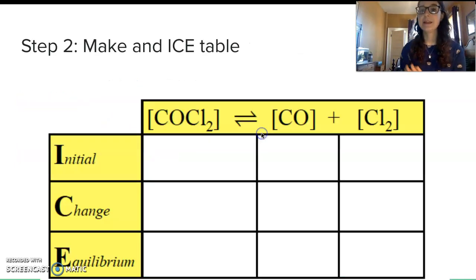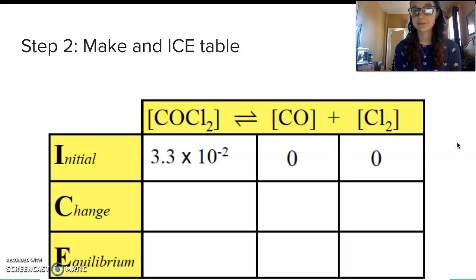The next step is to set up our ICE table. So here we're starting with an initial value for COCl2. We just found that concentration. And then the initial values for CO and Cl2 on the product side should both be 0 at first. And then this is, of course, in concentration, molar, moles per liter.